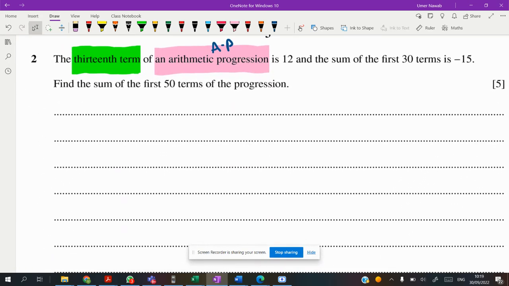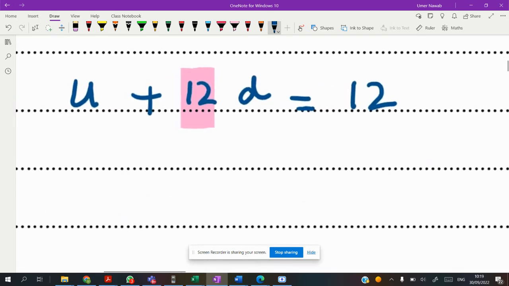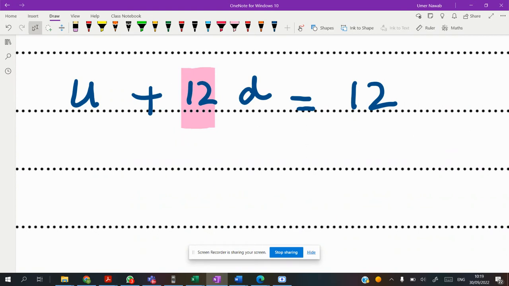He said the 13th term, so all of you please speak up. 13th term, I want to write it. So 13th term, as I explained, U13 should be equal to u plus, come on, shall I write 13 minus 1? So if it is U13, I will write u plus 12d. 1 less than this 13 is 12. So u plus 12d. But he gave the numerical value of the 13th term, and that is 12. Wow. So imagine I got u plus 12d is equal to 12.